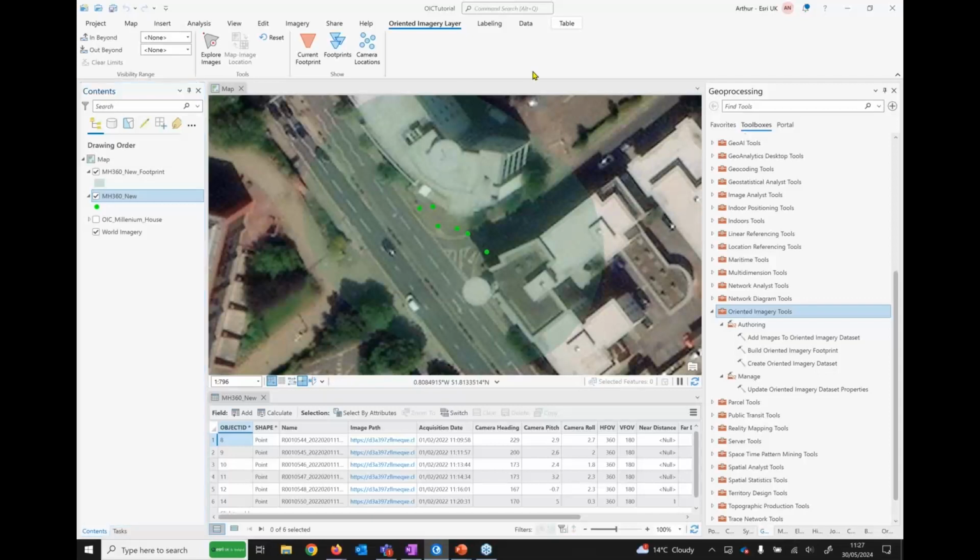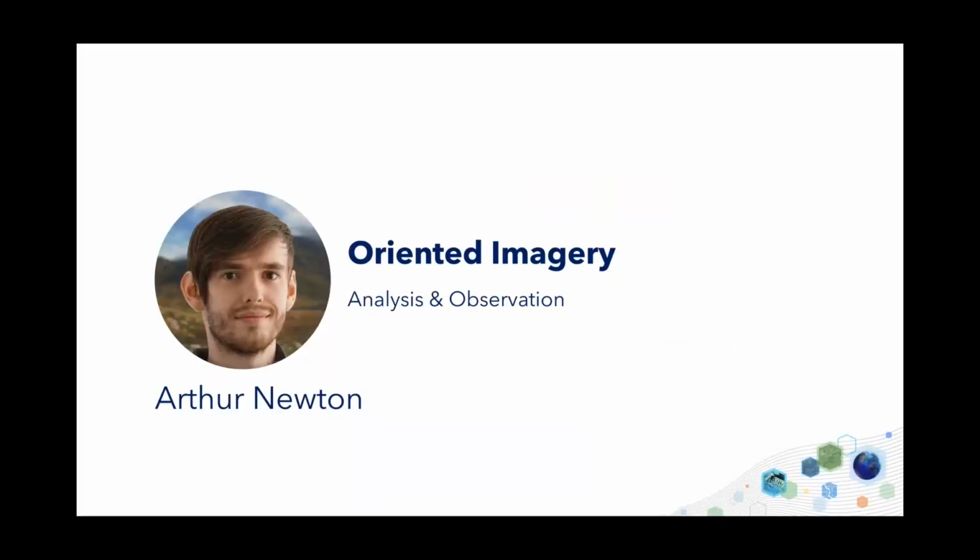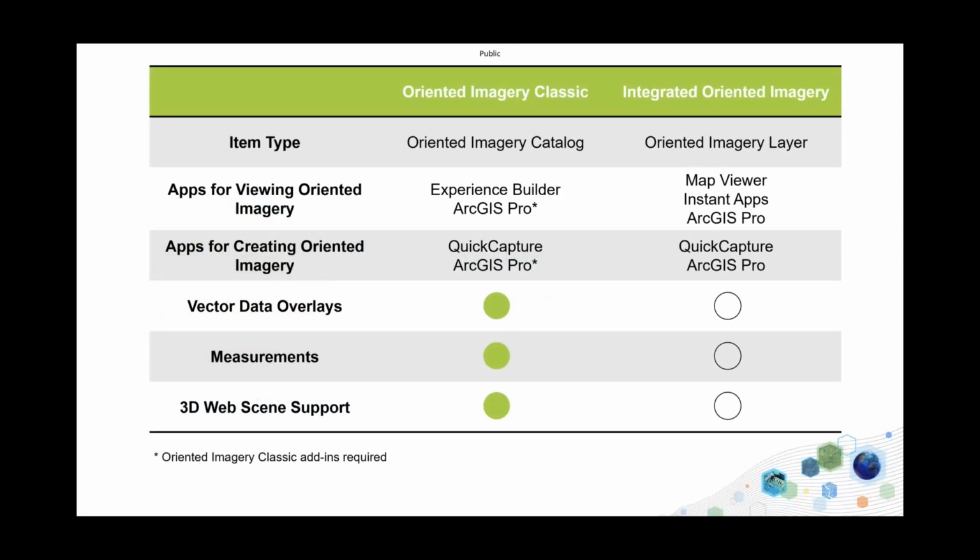So I've talked a bit about how we create and how we view oriented imagery, but I also mentioned that oriented imagery is undergoing a bit of a transformation. The goal of this transformation is eventually to have this new oriented imagery capability match and eventually surpass the capabilities of the classic viewer, but we're not quite there yet. The focus at the moment has been laying a strong foundation for this new capability, and that means that some of the capabilities of the classic viewer are not yet available in the new viewer. This table breaks down some of the key differences.